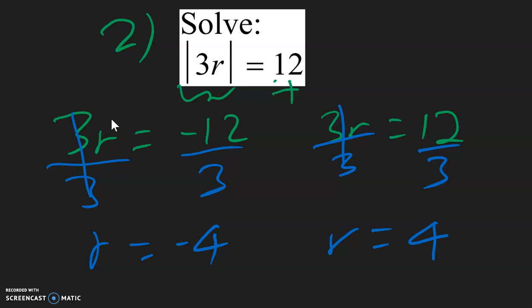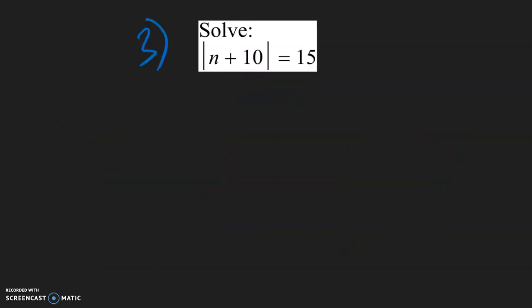For number 3, we have absolute value by itself on the left side, so nothing outside of the absolute value lines. And on the right side, we have a positive number, so we can write the two equations. N plus 10 equal -15. And the other one, same, but it will be +15.